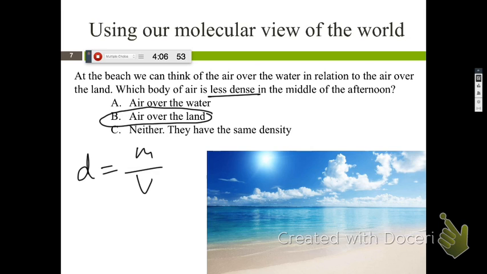So if those particles are moving faster, they're given more kinetic energy, then they're going to bounce off each other and expand and move further away from each other. So that means that we started with a lot of gas molecules in a certain volume. Now they're moving faster, so that warmer air expands. And now we don't have as many gas particles in the same space.